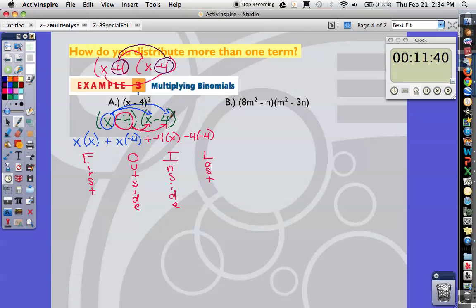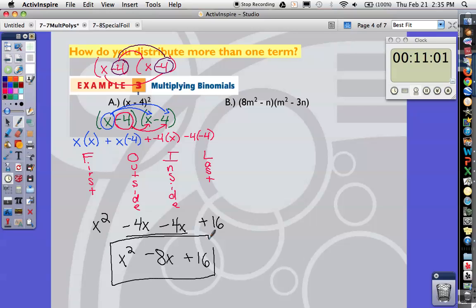Now you just do each term. X times x is x squared. X times a negative 4 is a minus 4x. Minus 4x again. And then negative 4 times negative 4 is a plus 16. Always check your answer. See if you can combine any terms. Do you have any like terms that can be combined? Yeah, right here. So we're going to have x squared minus 8x. We're not multiplying anymore. We're just adding them together. Negative 4x and negative 4x. And then plus the 16.